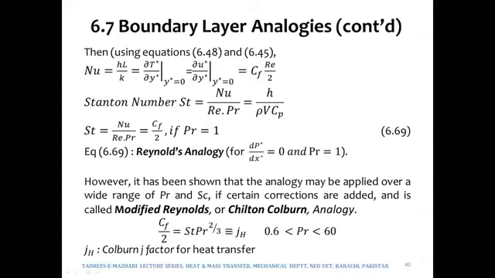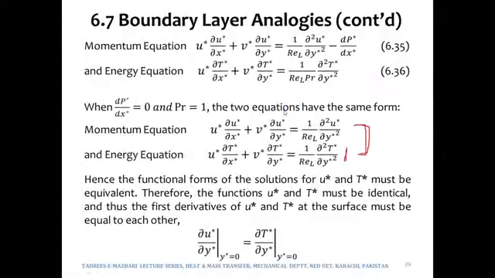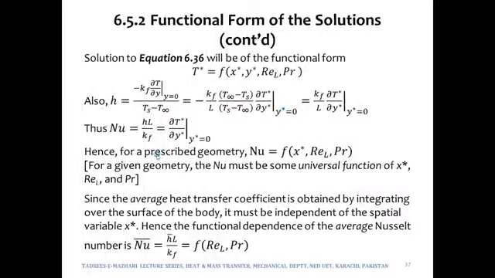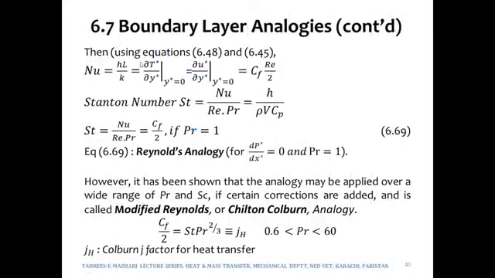Now, continuing the same discussion, it says using equation 6.48 and 6.45. See what are 6.48 and 6.45. We do not need to refer back. You can recall what we have just explained on the previous pages. Nusselt number was hL over k, and Nusselt number was in fact written as del T star by del y star, right? So we had written the Nusselt number as del T star over del y star, and then the same thing has been written over here.